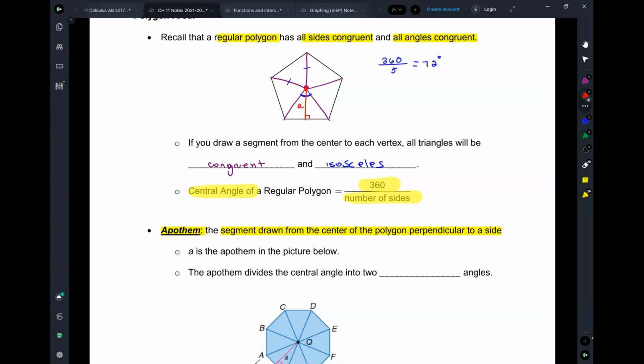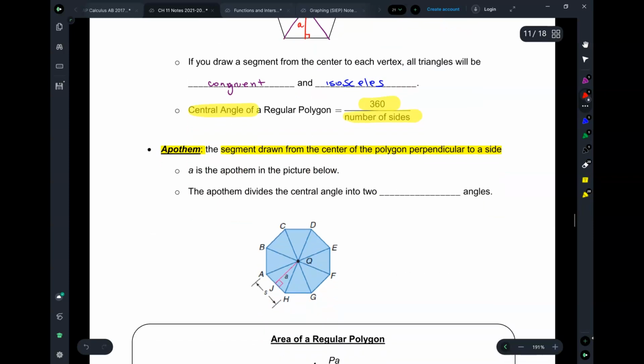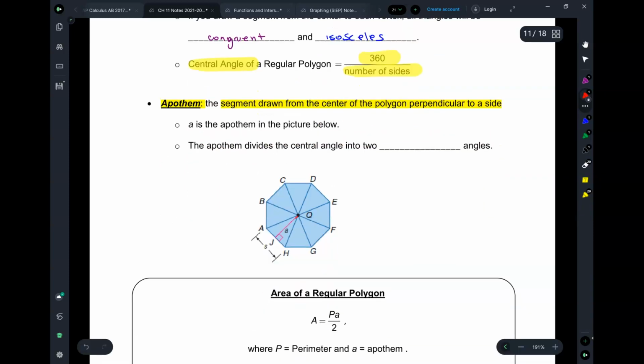And you can go to any of the other sides, right? So take a look here. This one is A, right? It can go to any of the other sides. Like I can draw A to that side and so on. Okay? A, the apothem, divides the central angle into 2 congruent angles.